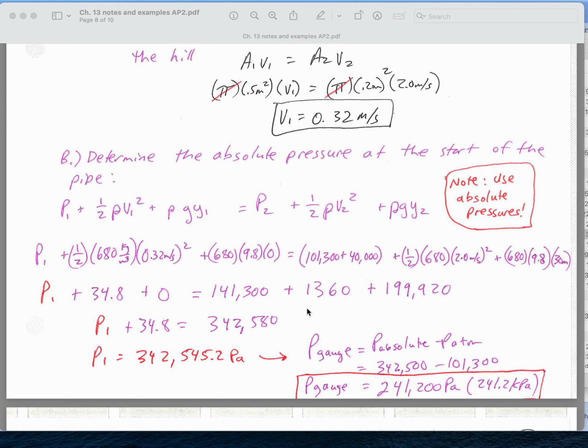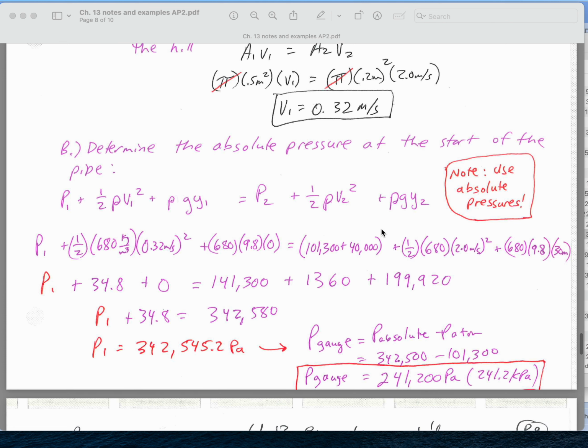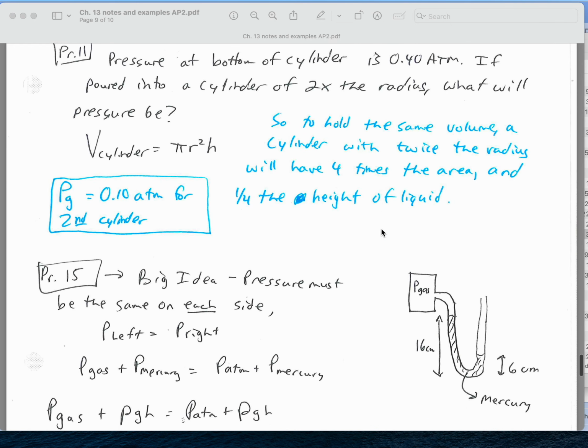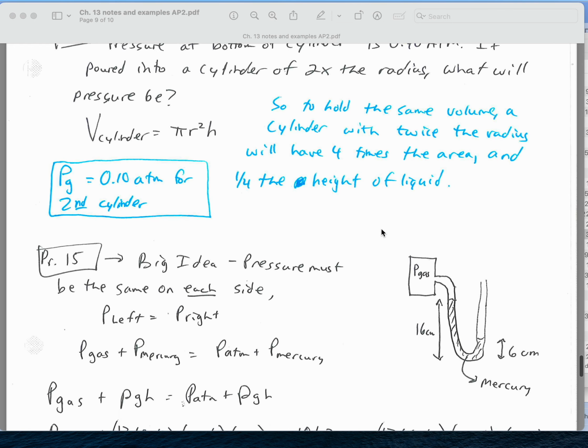So I said determine the absolute pressure. That would be this amount here, the 342. The gauge pressure is 241. So I was kind of inconsistent with how I asked about that. These are a couple you could look at.